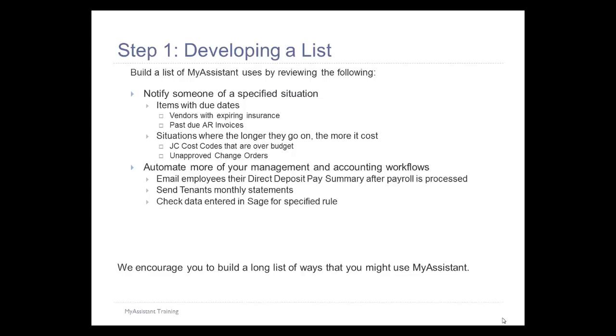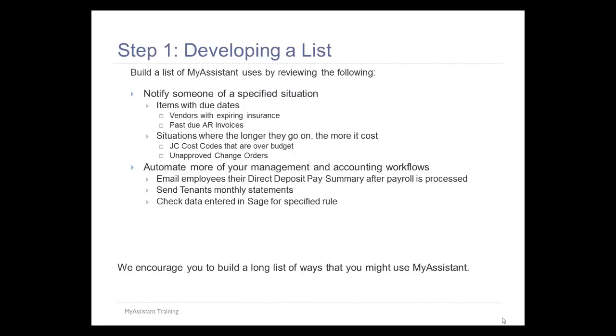Another major area that MyAssistant is being used for is automating more of your management and accounting workflows. Some examples of how MyAssistant is currently being used to do this are emailing employees their direct deposit pay summaries, and this would be done after payroll is posted, sending tenants their monthly statements, and checking data entered in Sage for specified rules.